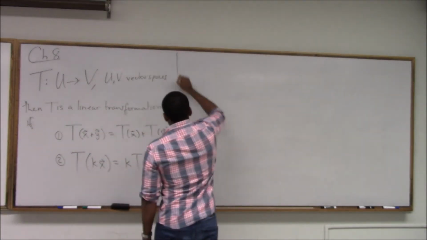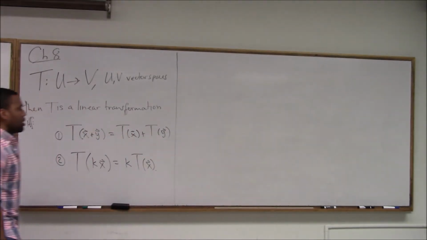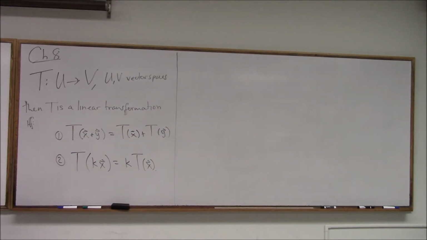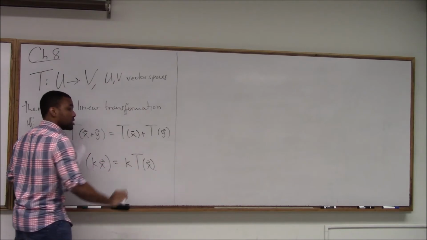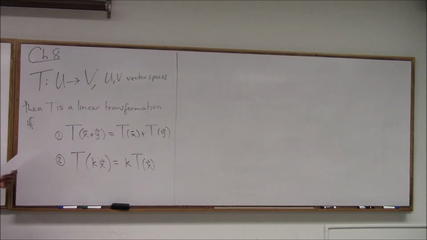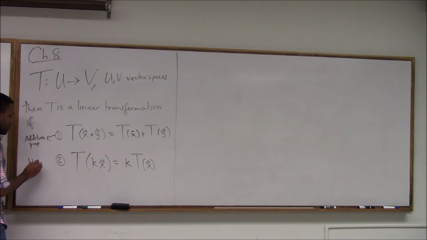Would that constitute closure under addition and scalar multiplication? It's not closure, it's just a property of the function. Closure forces you to live in the same set. Notice that here I'm talking about what's happening in U, while over here I'm talking about what's happening in V. So it wouldn't be the right way to talk about it. It just has these two properties. This is called the addition property. You don't need to know what it's called, you just need to know the properties. This one is called the homogeneity property.